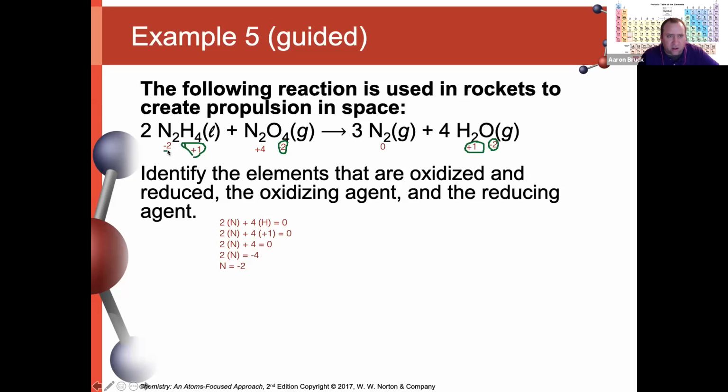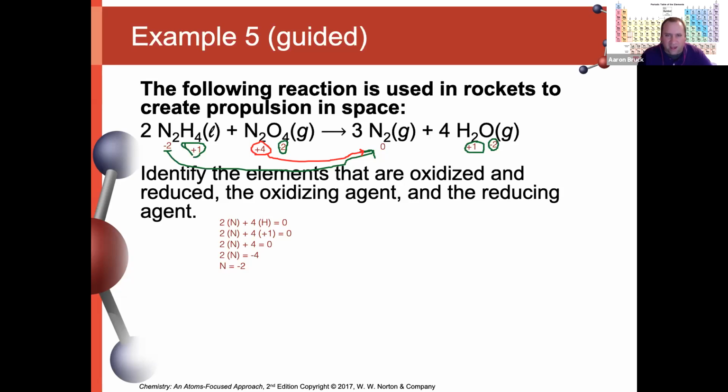But here, we see that we have a -2 for the nitrogen, turning into a 0 here. And what's even more interesting is that we have a +4 for the nitrogen here, turning into a 0 here, because this is the only nitrogen in the product. So what we have here is an interesting circumstance. We've got 2 different compounds containing nitrogen, and the nitrogen in each case is being the thing that is being oxidized or reduced.